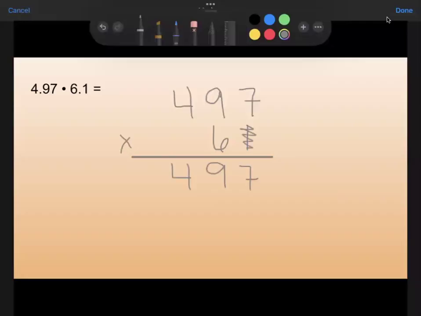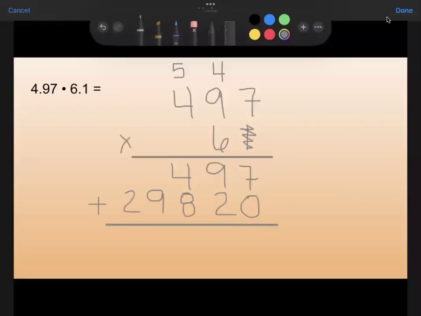I'm going to cross off the 1. I don't have any little numbers on top to cross off. But now I'm going to add a 0 here to show that I'm now multiplying by a number that is in the tens place, and that's the 6 of 61. 7 times 6 is 42, so I have to leave a 2 here and regroup the 4. 9 times 6 is 54, plus 4 would be 58. So I have to put an 8 here and regroup a 5 up here. 4 times 6 is 24, plus 5 would be 29. So a 9 here and a 2 here.